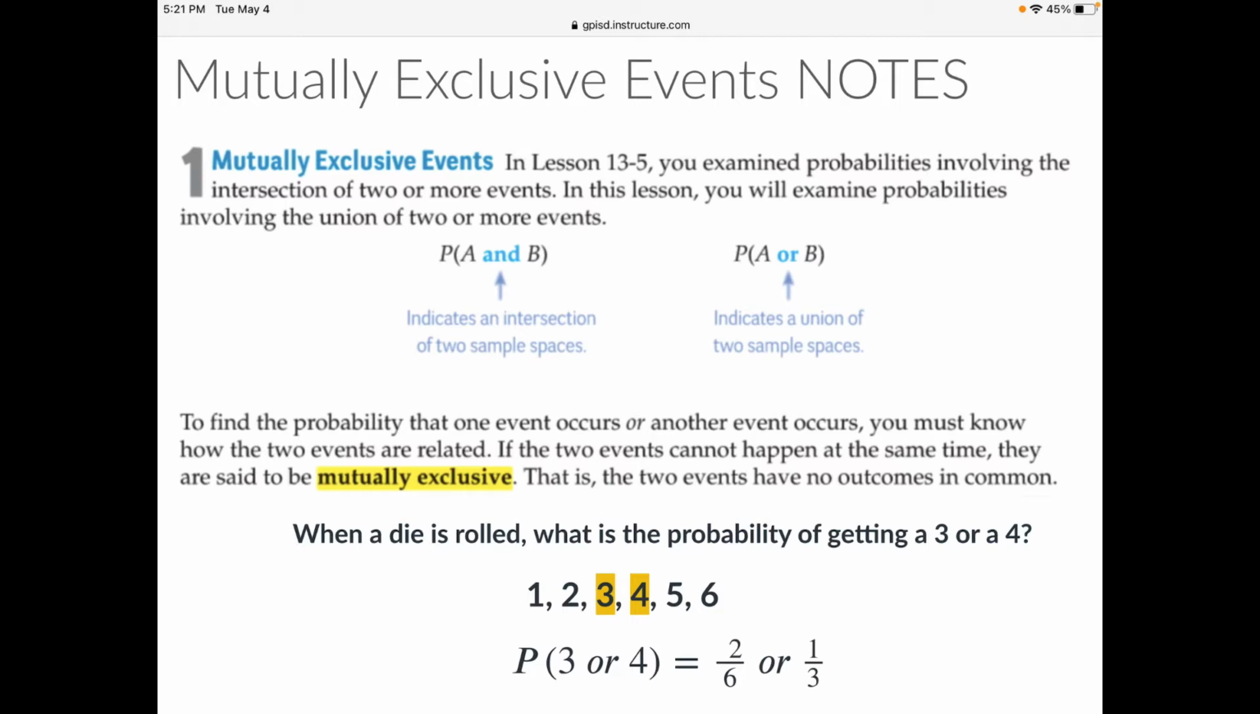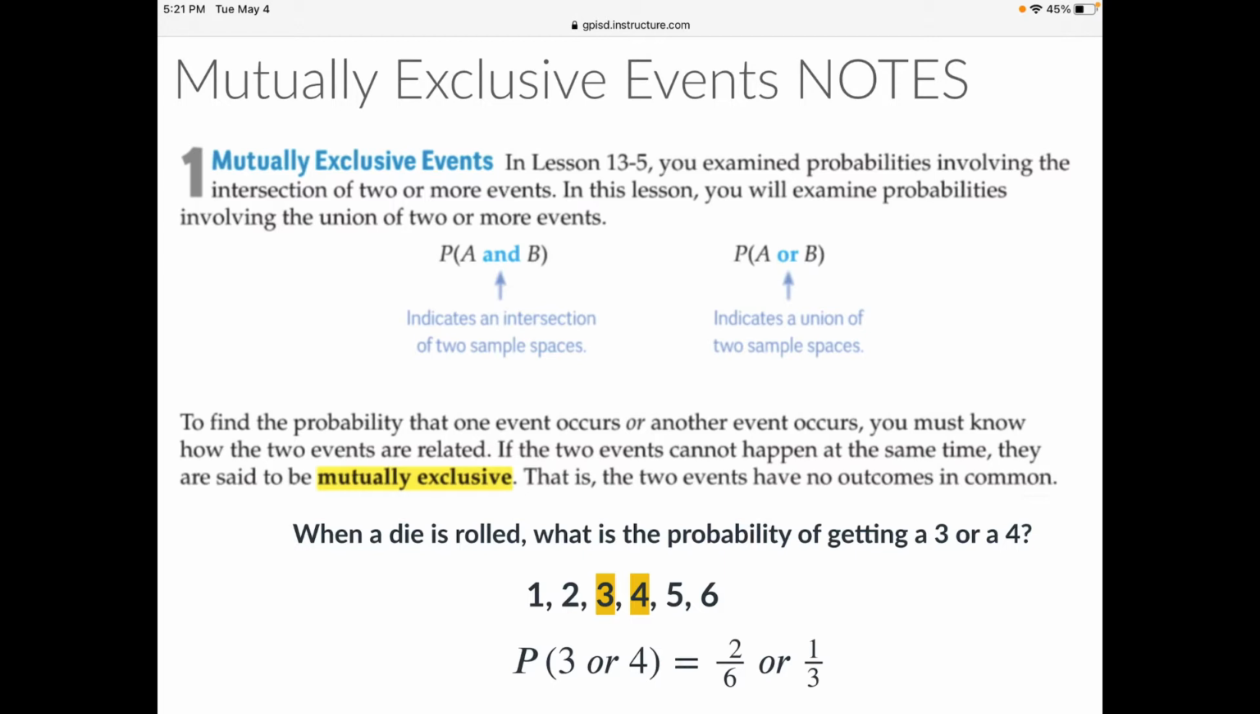So there's a difference. We have a new word, and that's mutually exclusive. And what that means is this is when two events cannot happen at the same time. This is when we use "or." The word "and" means that the two events can happen at the same time, whereas the word "or" means that the events cannot happen or occur at the same exact time. So that's what mutually exclusive means.